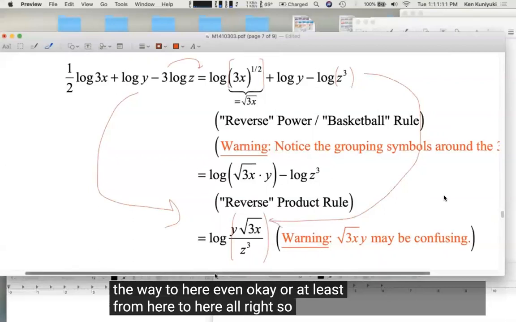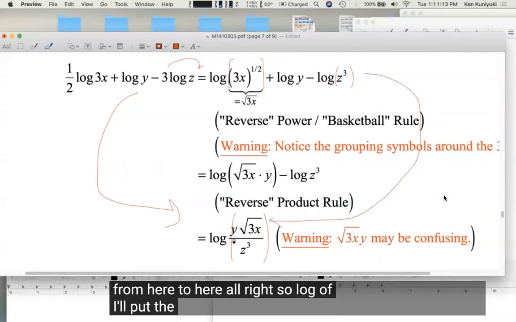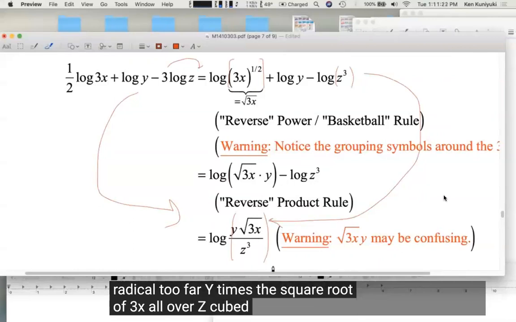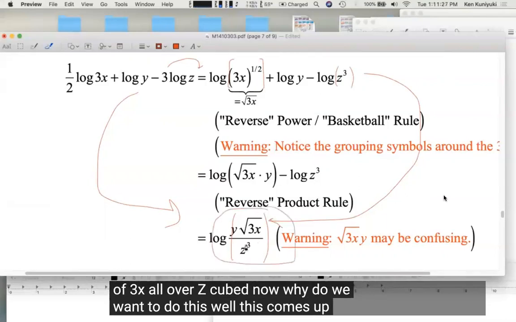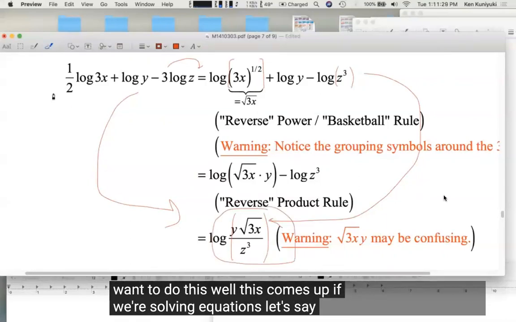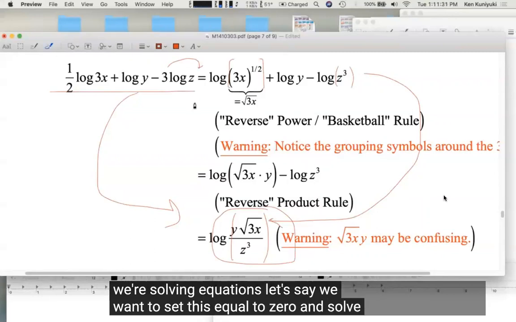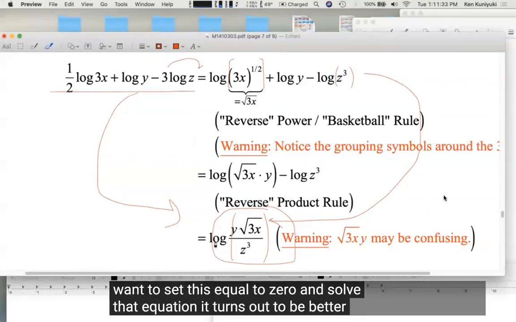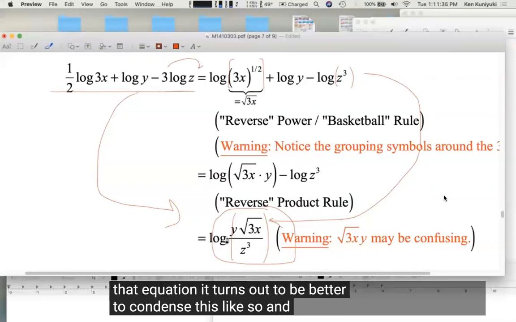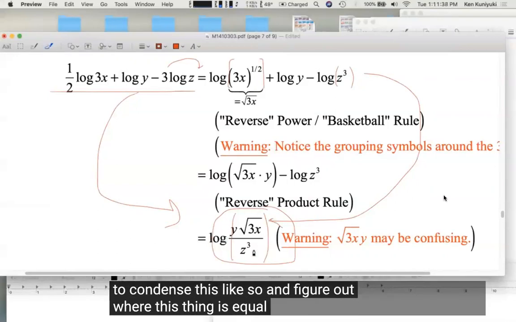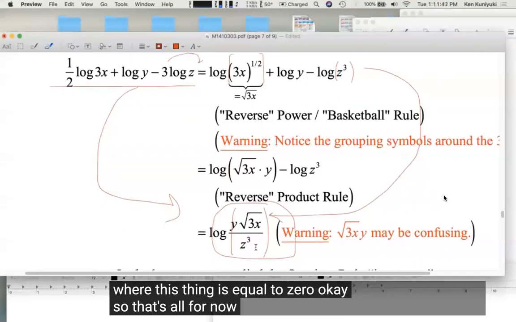All right, so log of, I'll put the y in front, because remember, you're not supposed to extend that radical too far. Y times the square root of 3x all over z cubed. Now, why would we want to do this? Well, this comes up if we're solving equations. Let's say we want to set this equal to 0 and solve that equation. It turns out to be better to condense this like so and figure out where this thing is equal to 0.